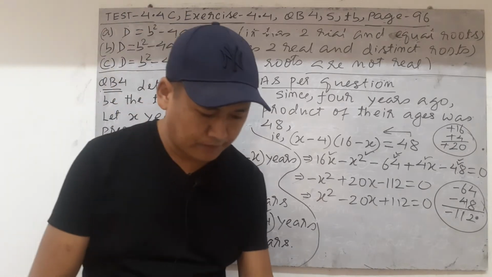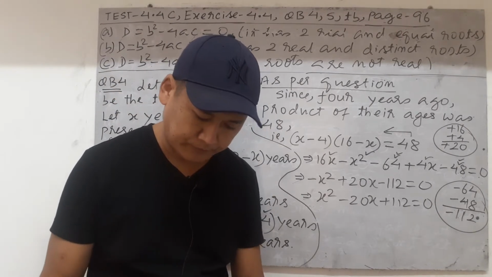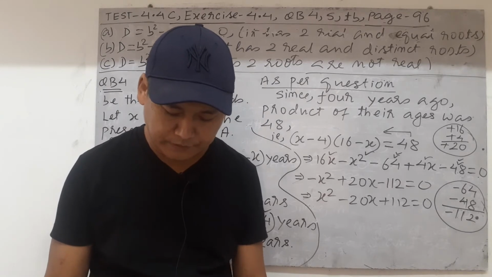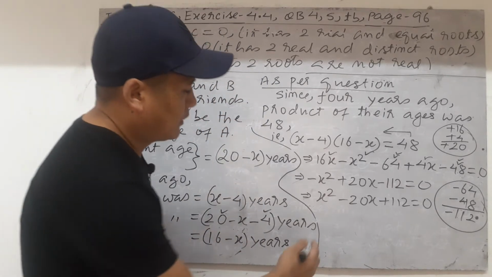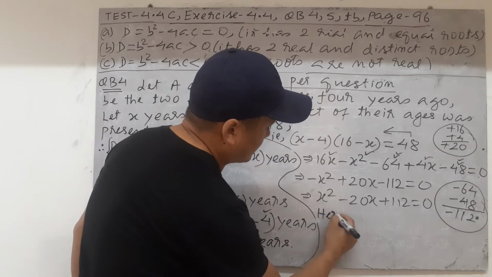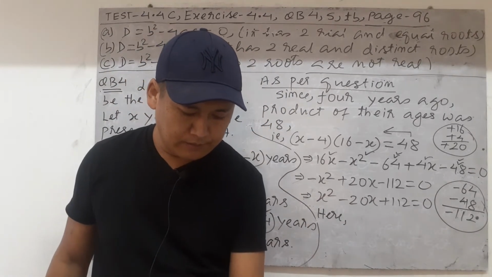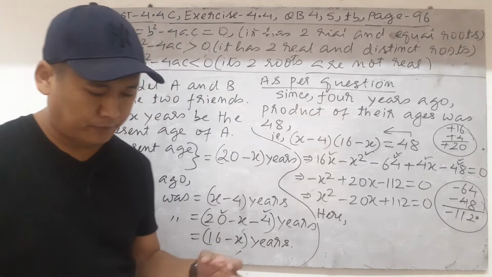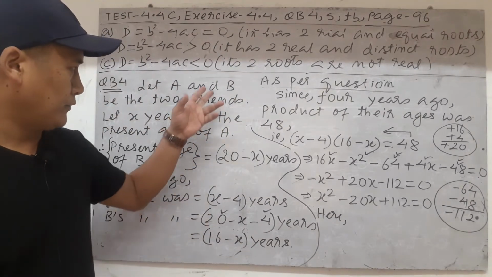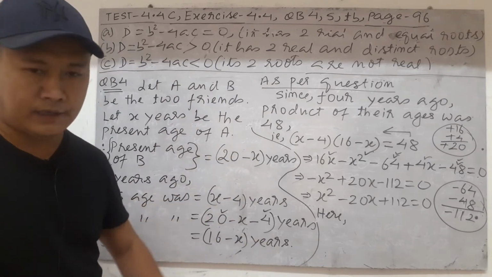So it's the same as the book answer, I think. Yes, minus 20x plus 112. Once we get the quadratic equation in this form, we're going to answer the question. Go back to the question: is the following situation possible? So is it possible for these two friends A and B to have such ages?